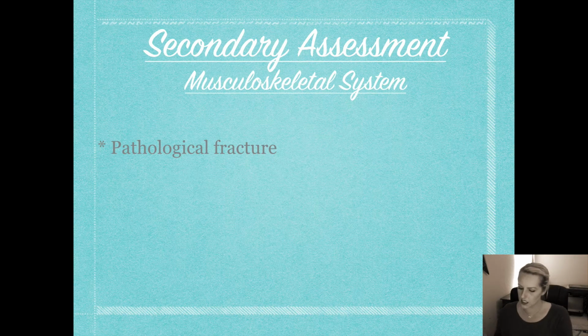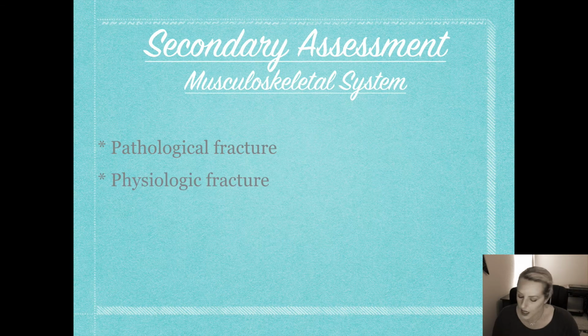Okay, so the musculoskeletal system. We need to know the difference between a pathologic fracture and a physiologic fracture. Physiologic is when abnormal forces apply to normal bone structures. So physiologic: abnormal forces, normal bones. A pathologic is normal forces, abnormal bones.